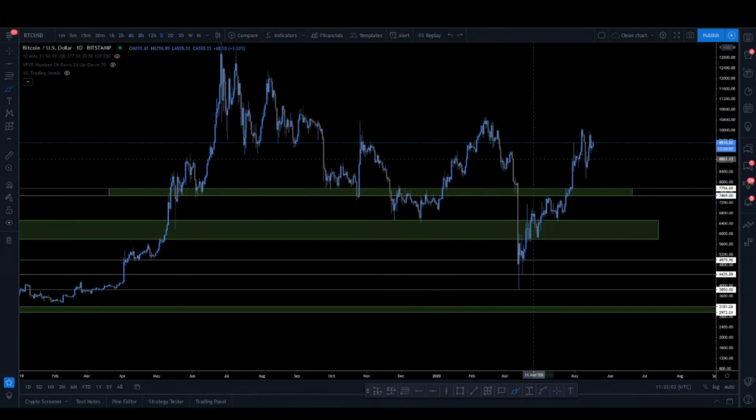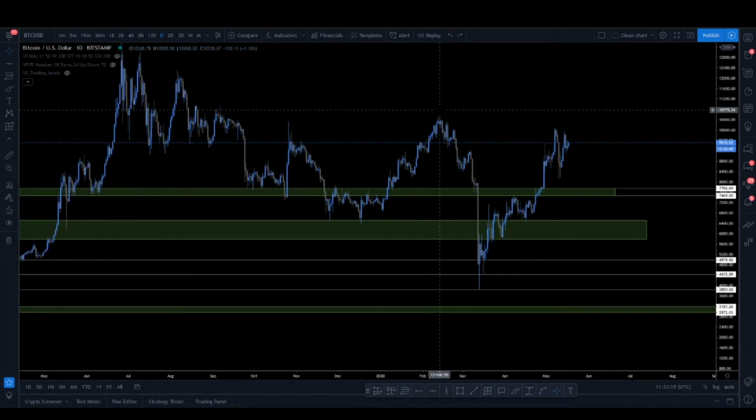That's what I'm looking for, right? I'm looking for either strong resistances, strong supports, or areas that have showed multiple SR flips, right? Now let's actually, I want to show you how you actually trade this, right?